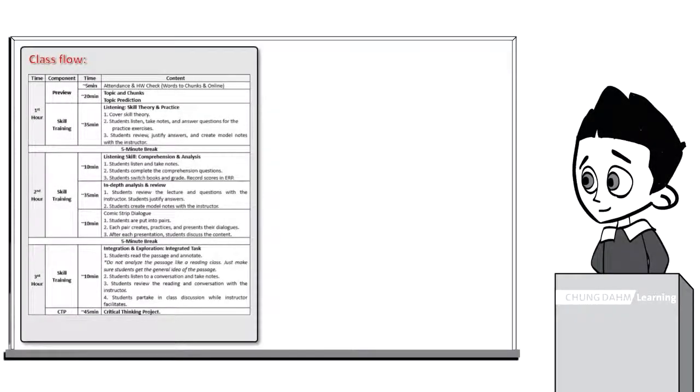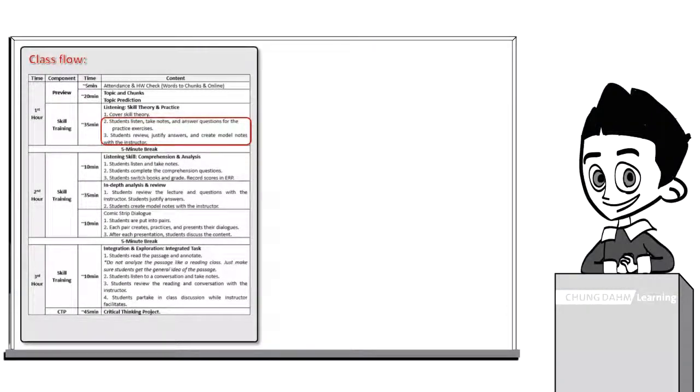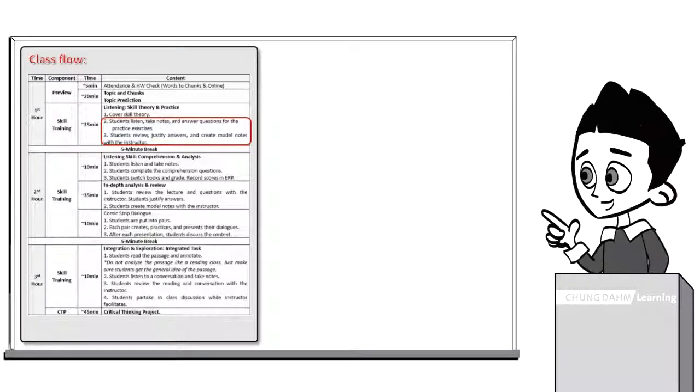Skill practice is a core component from the skill training portion and takes place immediately after skill theory. This component is broken down into two parts, passage coverage and answer justification, and this video will focus on passage coverage. During this component, students apply the skill in the exercises, which helps in confirming their understanding of the skill.